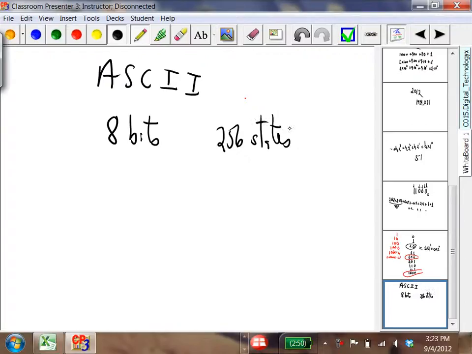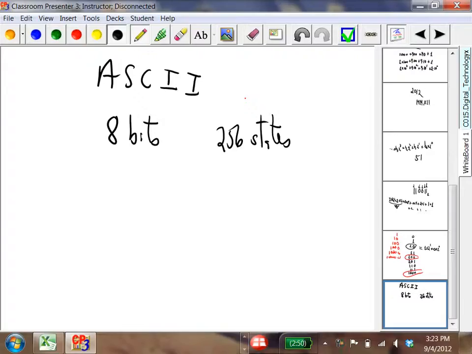Well, it seems a little bit like an overkill, doesn't it? We got 26 small letters, 26 big letters, that's 52. 10 digits is 62. Then there are special characters. 256 is way more than we need, right?